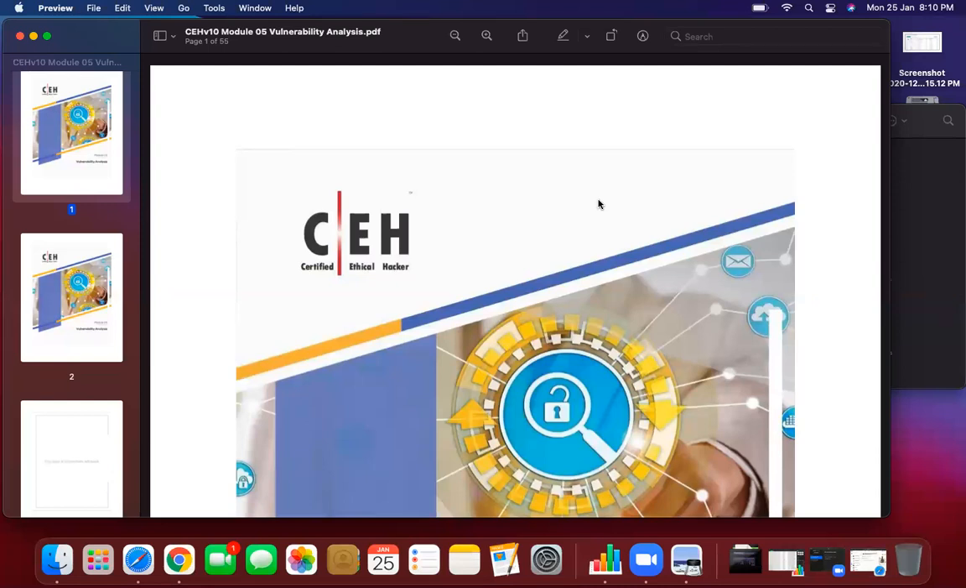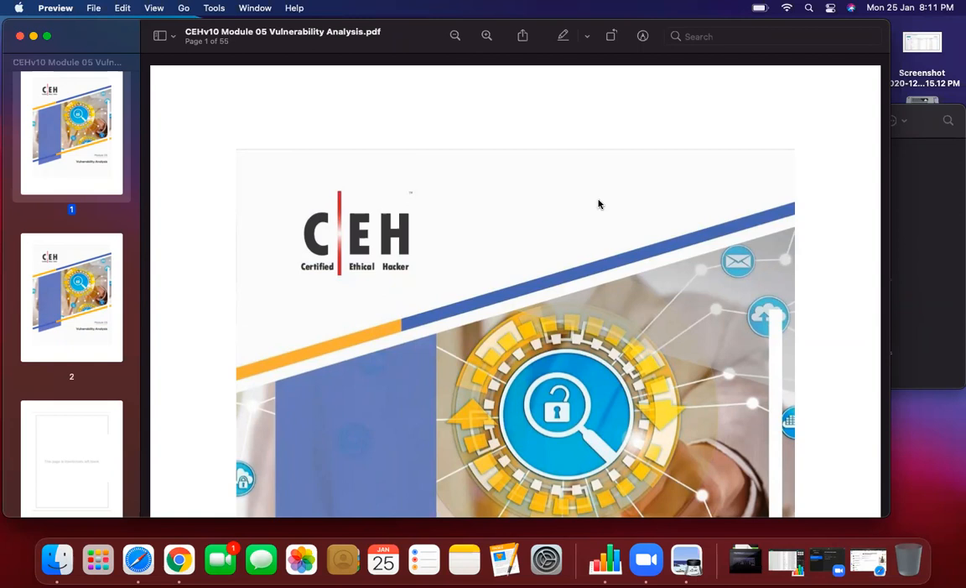First, let us finish this vulnerability analysis. It's a small topic of only 55 pages, and the last topic where we will be finishing our information gathering. Now, from the sixth module, system hacking, we will be implementing all we have learned in information gathering. Okay, so let us start this. So, what is vulnerability?